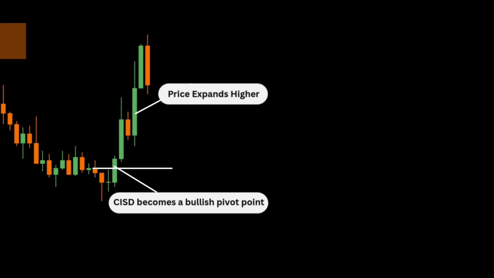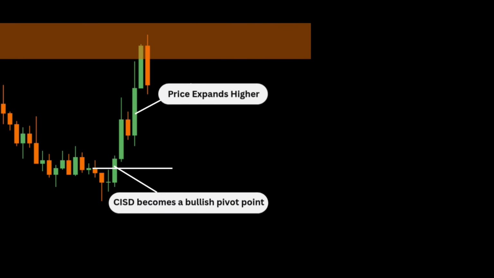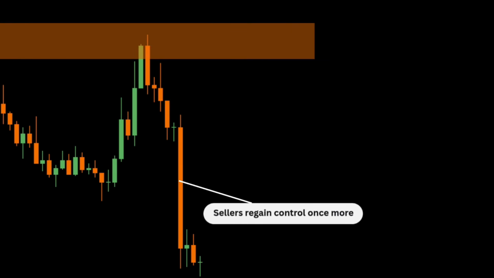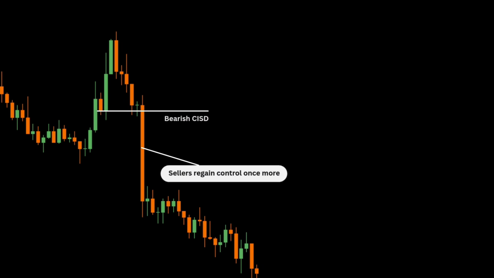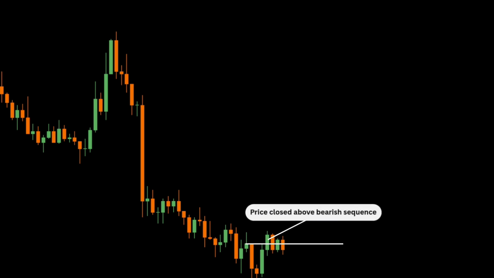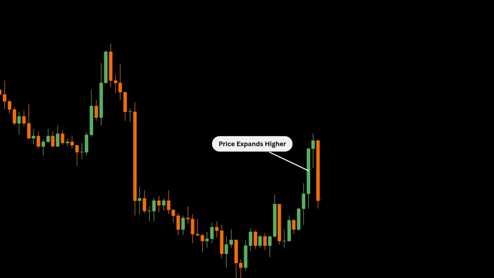Now after that, price eventually reaches a higher timeframe resistance area and sellers begin stepping back into the market again. We start seeing strong bearish pressure enter the market and price begins delivering lower once more. Again, the key level we want to focus on is this white line right here, because this marks the opening of the bullish delivery before sellers completely took over the market and caused this major drop. Eventually, price stops pushing lower and then buyers begin regaining momentum. And the moment this bullish candle body closes back above that opening level, we get another bullish CISD. After that, price continues trending bullishly and expands much higher.